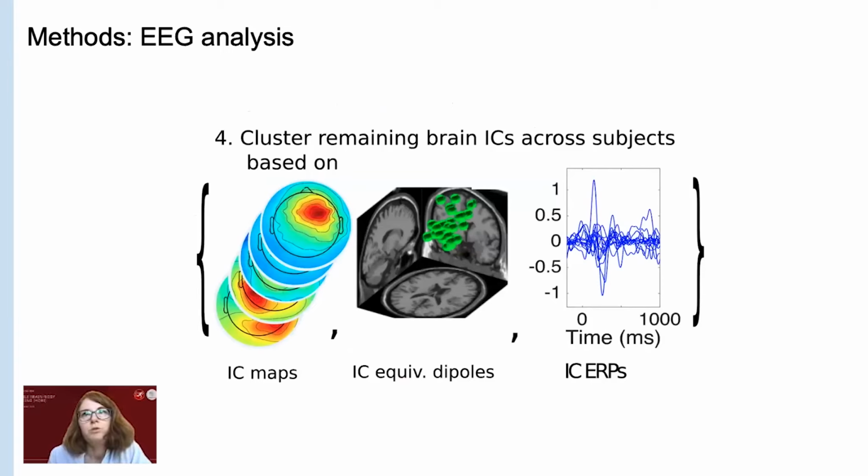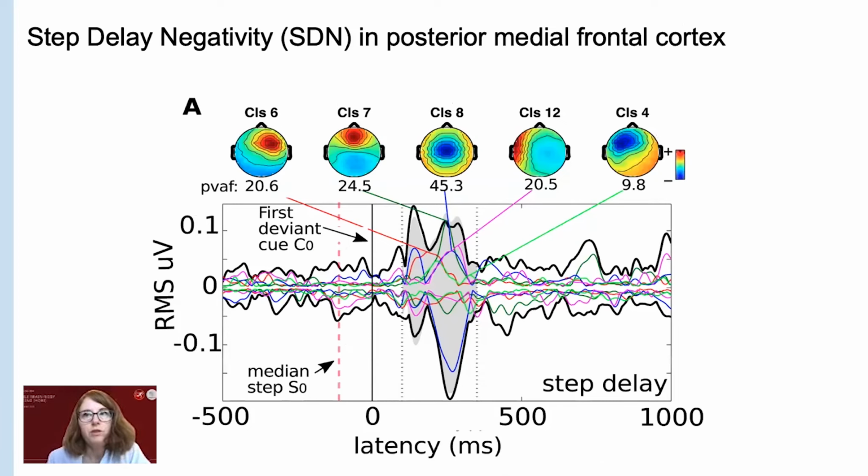In this case, we used the same analysis pipeline as for the previous analysis, but here we clustered the brain ICs across subjects based on the scalp maps, the dipole locations, and the ERPs. Once we had the clusters, we selected the cluster that had the highest contribution to the scalp ERP that we were looking for. In this case, we were looking for a negative deflection around 250 milliseconds after the change in cueing. So we locked the EEG to the first deviant cue.